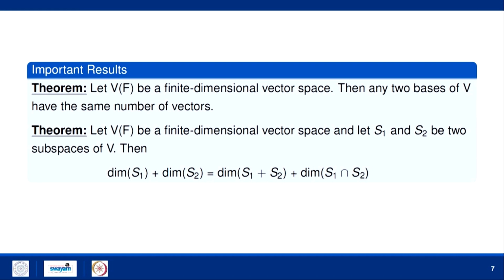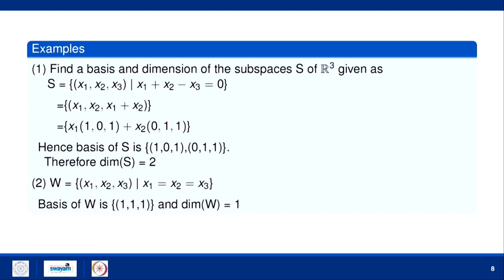My next result is: let V be a vector space over the field F and it is finite dimensional. If you take 2 subspaces of V, let us say S1 and S2, then dimension of S1 plus dimension of S2 equals dimension of S1 plus S2 plus dimension of S1 intersection S2. We have written S1 here, it will be S2. So, dimension of S1 intersection S2. We will see this result by this example.